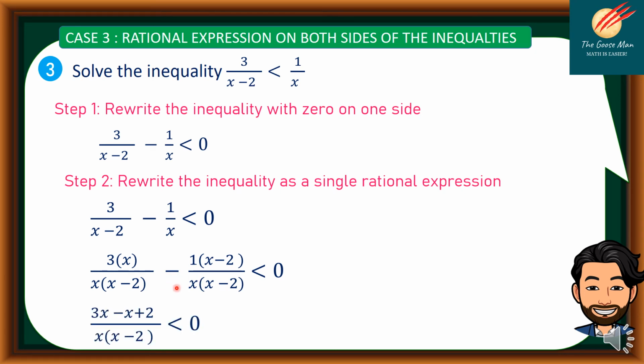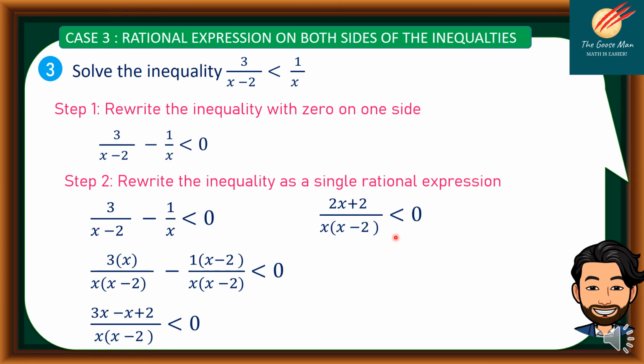So distribute, since here we will distribute the negative, but before that, we can combine because we have the same denominator now. So I have here 3 times x is 3x. Distribute negative 1, so I have negative x. The negative 1 times negative 2 is equal to positive 2. Simplifying it further, I have 3x minus x plus 2 all over x times (x minus 2) is less than 0.